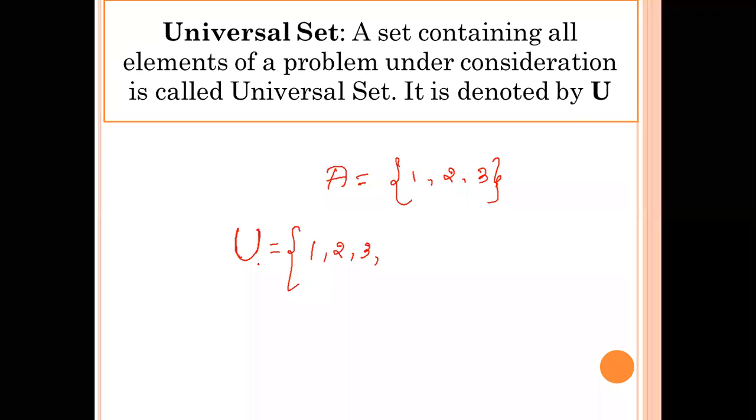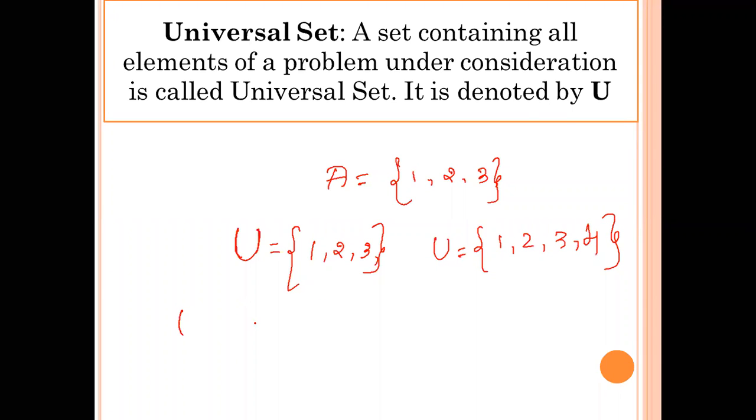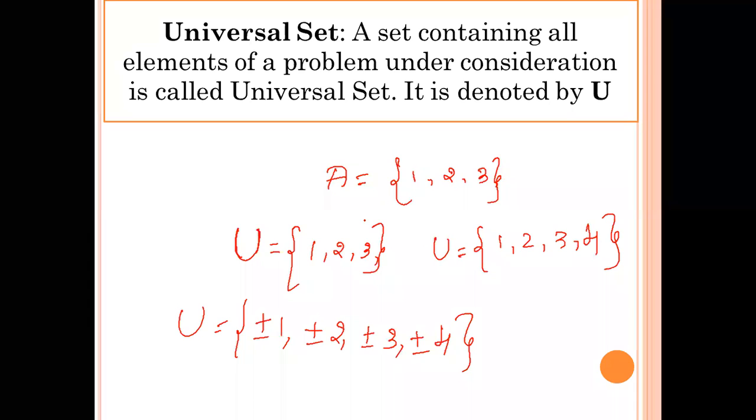1, 2, 3. So my universal set can be 1, 2, 3 itself, or it can be 1, 2, 3, 4, or plus or minus 1, plus or minus 2, plus or minus 3, plus or minus 4. All these 3 are universal sets for A, because whatever elements A possesses, we can find those elements in these sets also. You can take any of these. It's not limited; you don't get a definite answer.